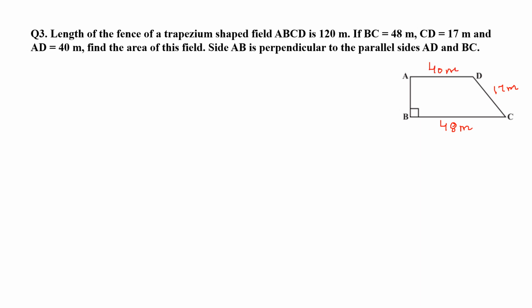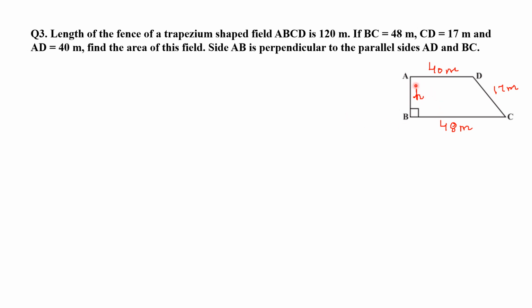And then it is given side AB is perpendicular to the parallel sides AD and BC, means this AB is the height. Okay, so you have to find the area of this field. Now to find the area, you should have the measure of the parallel sides and you should know the height. So parallel sides are 40 and 48 because it is written AB is perpendicular to parallel sides AD and BC. It means parallel sides are AD and BC. That measure you know, but you don't know the height, isn't it? The distance between the parallel sides, that is height, which you don't know.